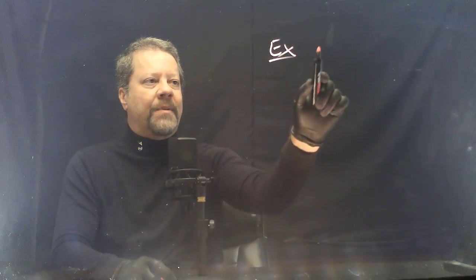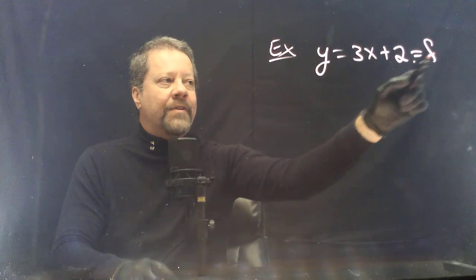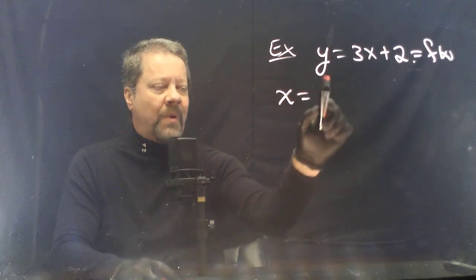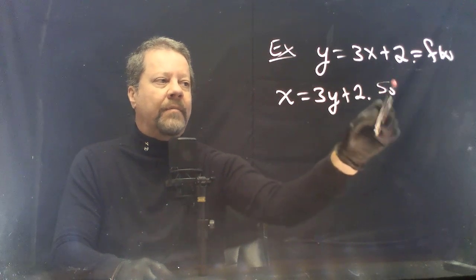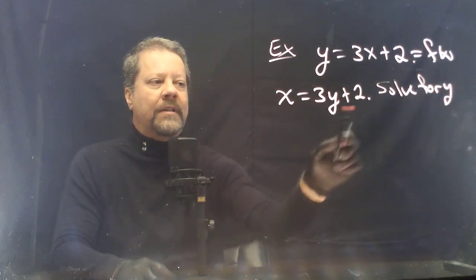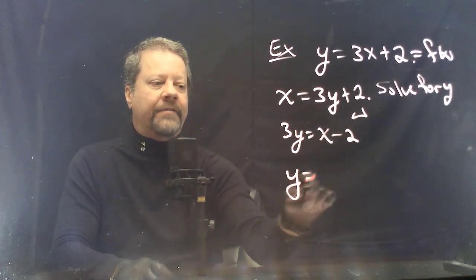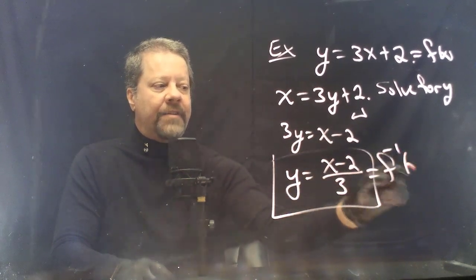The fact that inverse relations simply reverse the roles of x and y yields a strategy for solving for inverse functions. Suppose I have the function y equals 3x plus 2. How do I find my inverse function? Well, the inverse is what you get when you swap the roles of x and y. So we'll swap x and y, and then solve for y. So we'll have to move the 2 over, and then divide the 3 off. That is the inverse function.